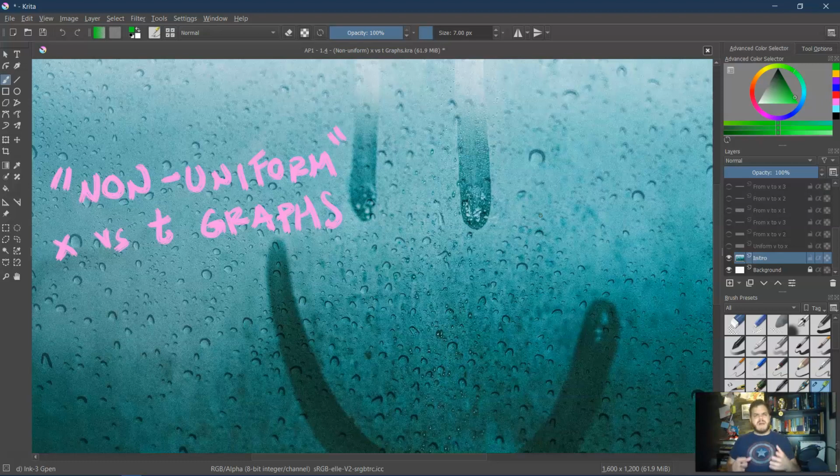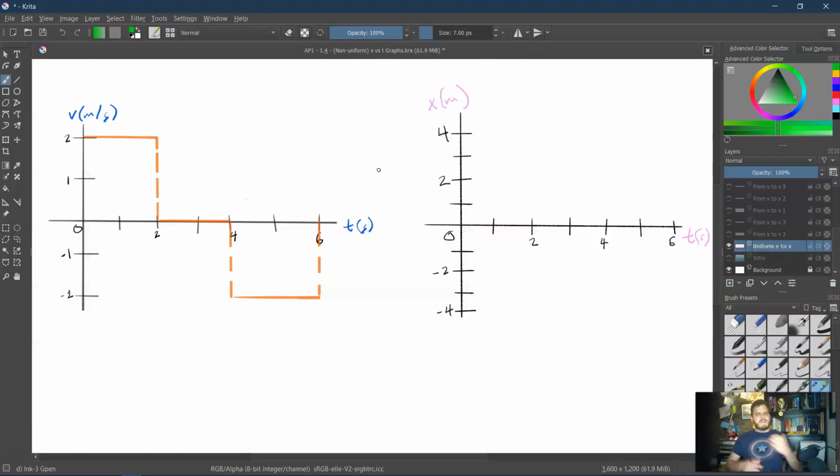While we introduced the concept of non-uniform or accelerating motion in the last video with respect to velocity versus time graphs, now it's time to see how exactly non-uniform motion looks with position or x versus t graphs. So let's briefly remind ourselves of what exactly going from a velocity versus time graph to a position versus time graph with respect to uniform motion looks like.